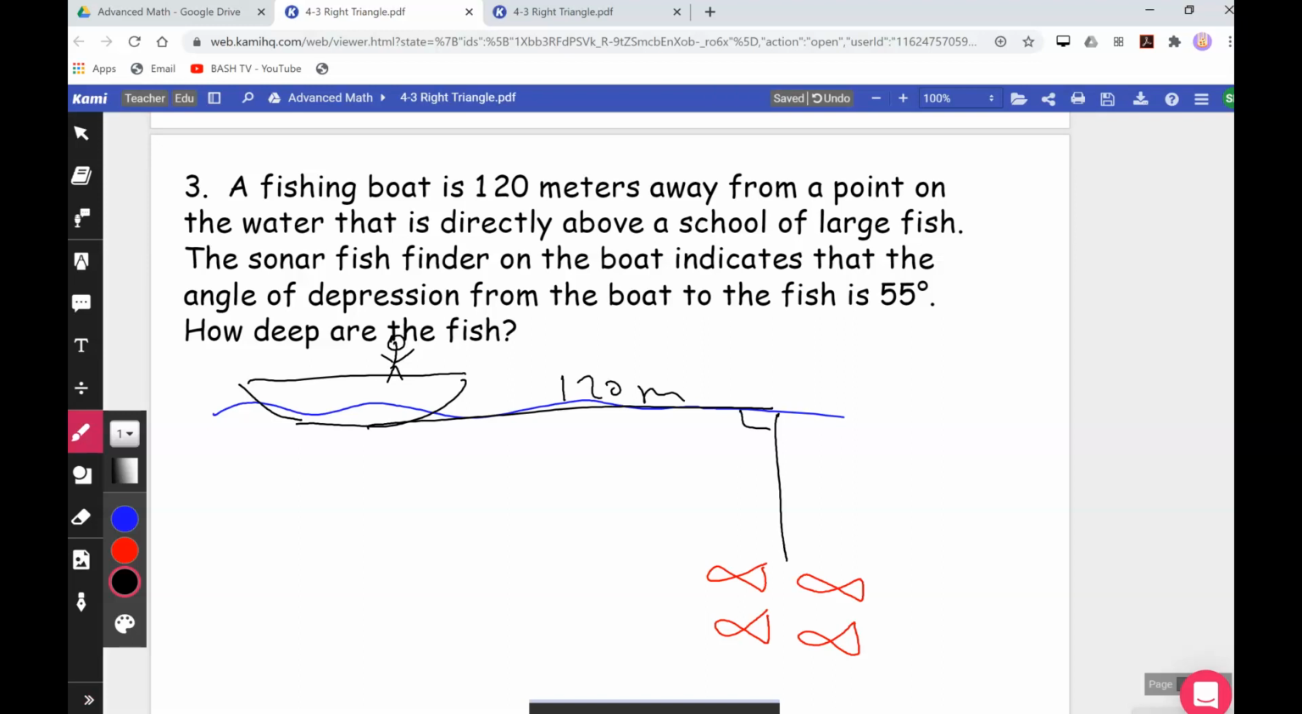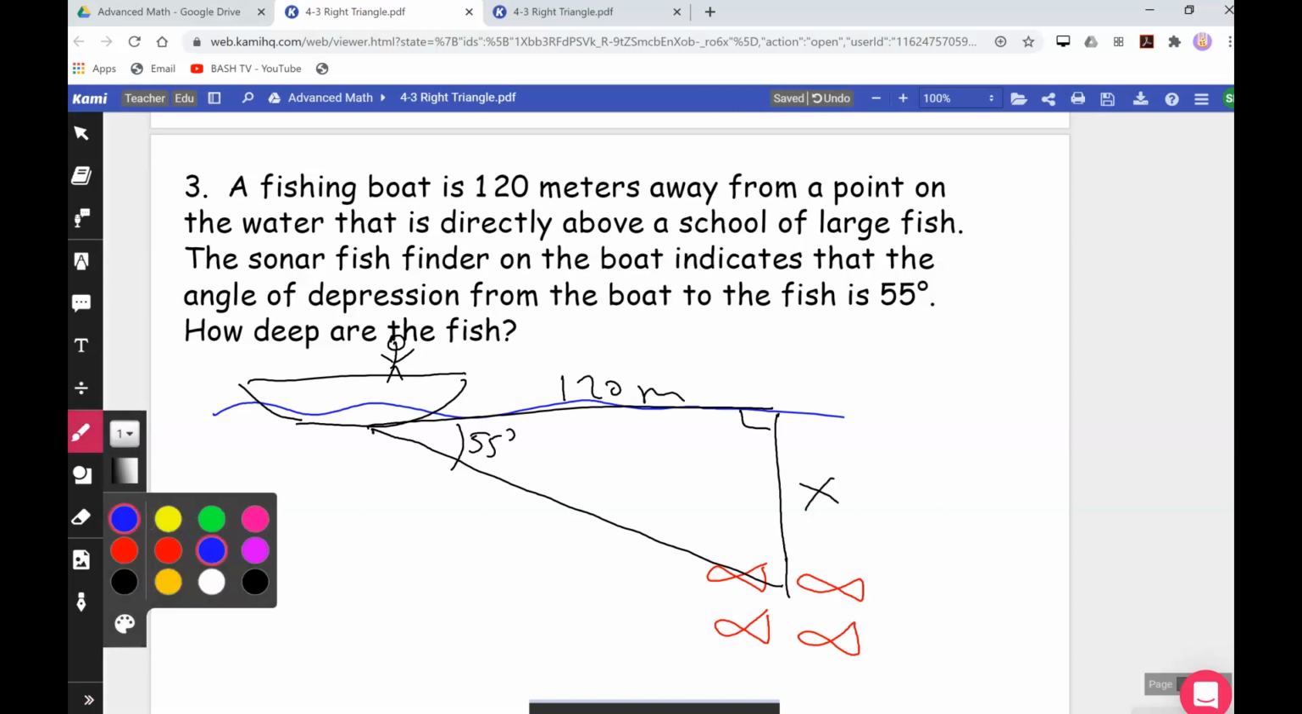The sonar fish finder on the boat indicates that the angle of depression from the boat to the fish. Now remember, an angle of depression would go down to here. This angle right there is 55 degrees. How deep are the fish? So we're looking for this.